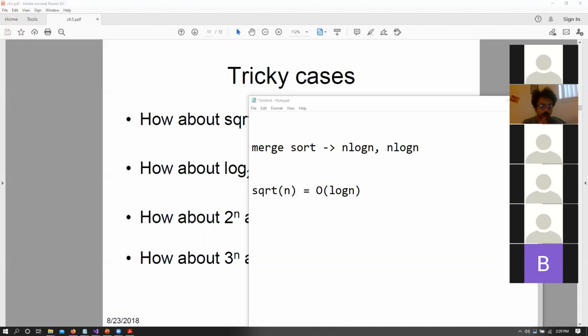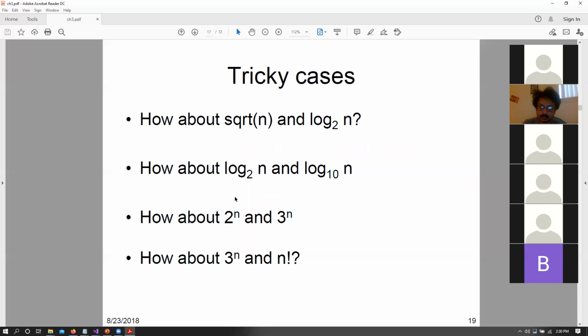Yes, Vanti, you are correct. So always take a large value of n. Let's take n equal to a million, and for simplicity's sake, let's take log base 10. The square root of a million is going to be 1000, right? On the other hand, log base 10 of a million is going to be 6. So square root of n grows much faster than log base 10 of n. So we cannot say that log of n is an upper bound of square root of n.